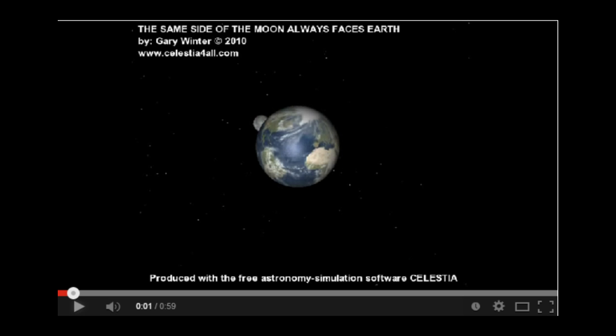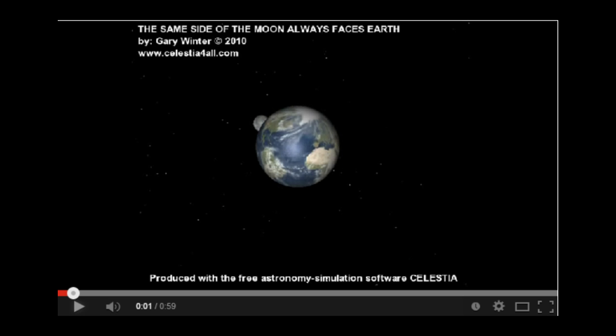A nod to a classic rock band, Pink Floyd, who had a famous album and a song with that same name. So write down that the side of the moon that we don't see is referred to as the dark side of the moon.